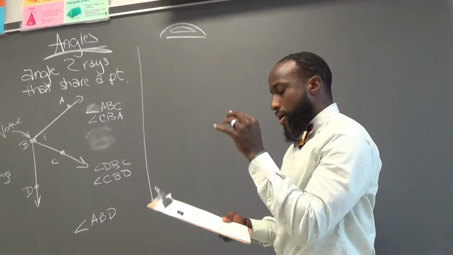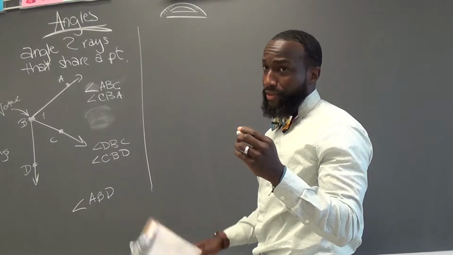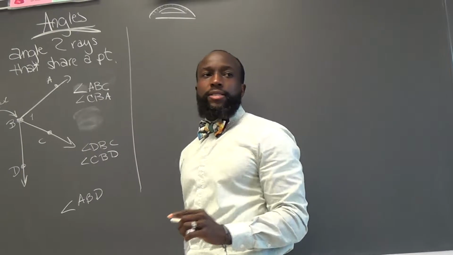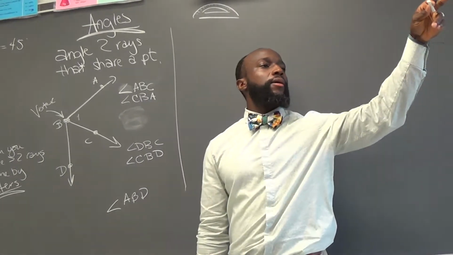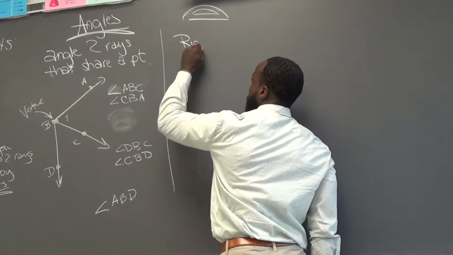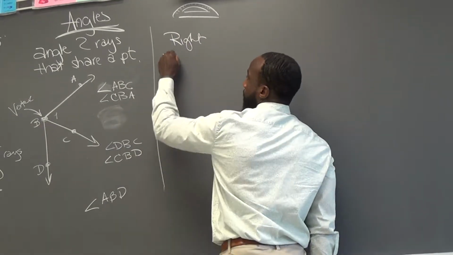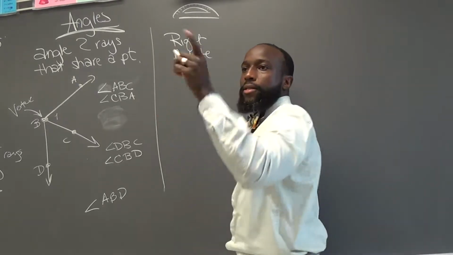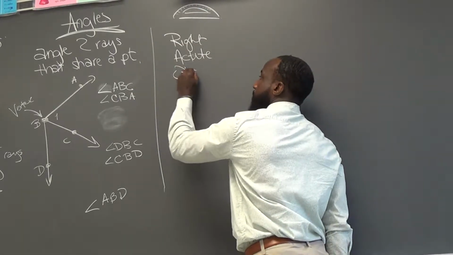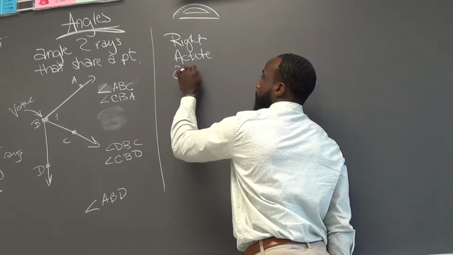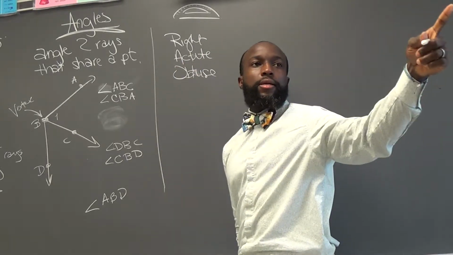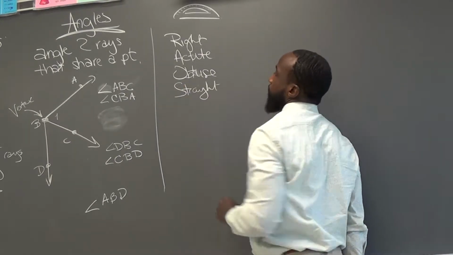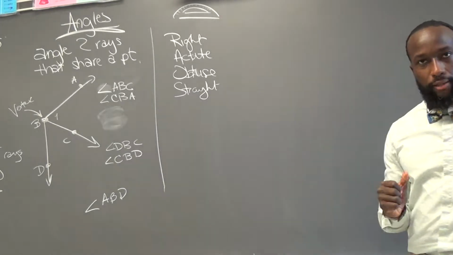We have four different types of angles. Can somebody name them for me? Yeah, you have a right angle, good. What else? Acute. Obtuse. And straight. Yes, straight. Very good. All right, so shout out to middle school.